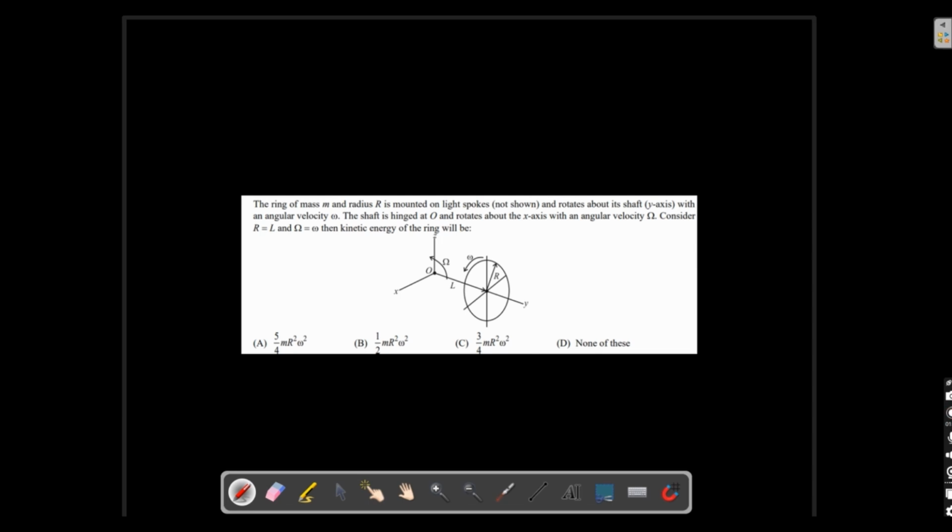A ring of mass m and radius r is mounted on light spokes and rotated about its shaft with angular velocity omega. The shaft is hinged at O and rotates about the x-axis with an angular velocity sigma. Consider L equal to r and sigma equal to omega. They are saying this angular velocity is equal, and L is equal to r.